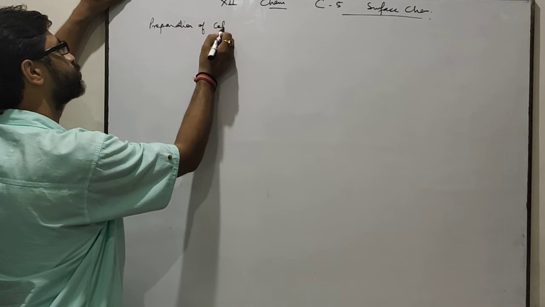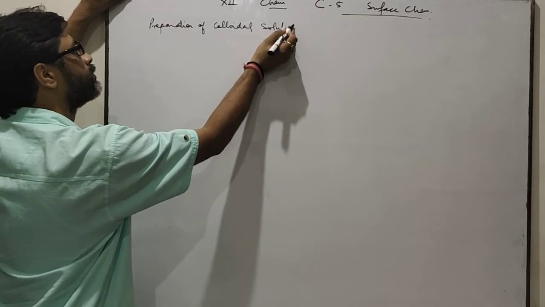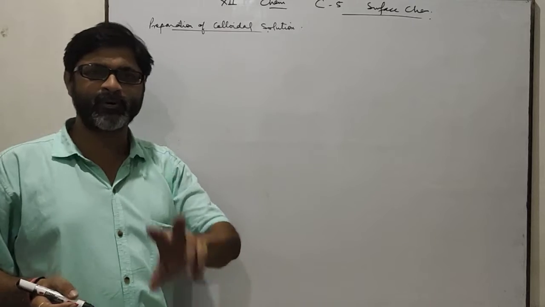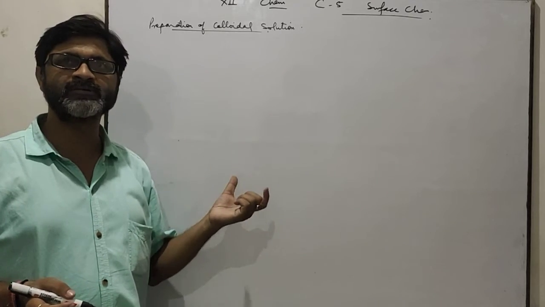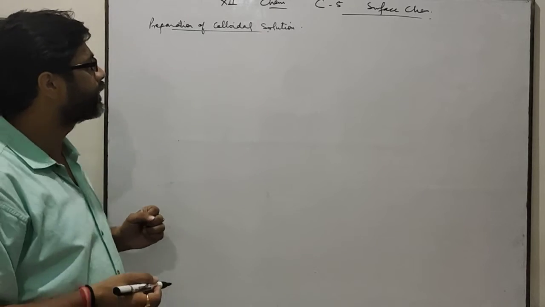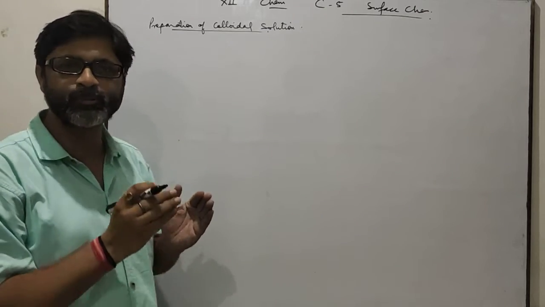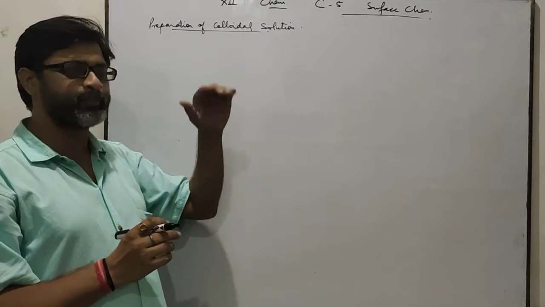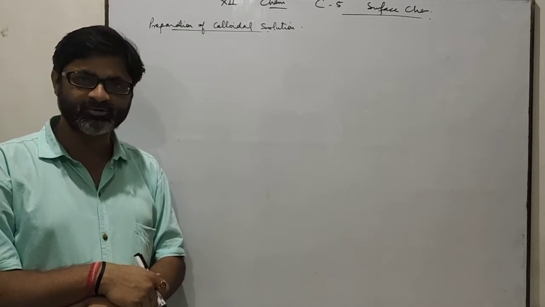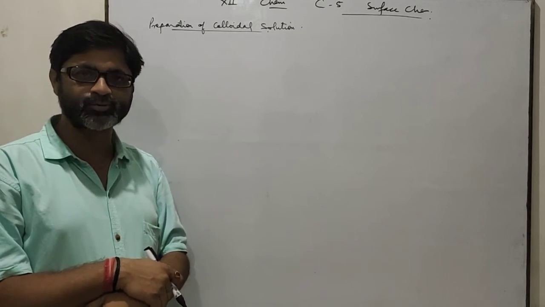Preparation of colloidal solution or colloids. You know that all colloidal solutions are made up of two components. One component is the dispersed phase and another component is the dispersion medium. Dispersed phase is that component of the colloidal solution which is in smaller concentration, and dispersion medium is that component which is in larger concentration. Okay. Now I am going to discuss the preparation of colloidal solution.